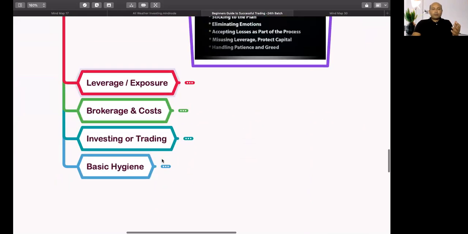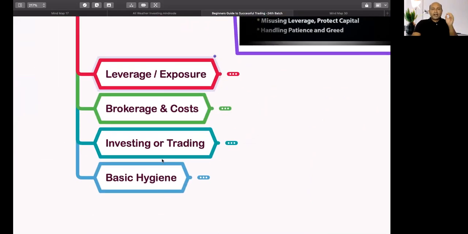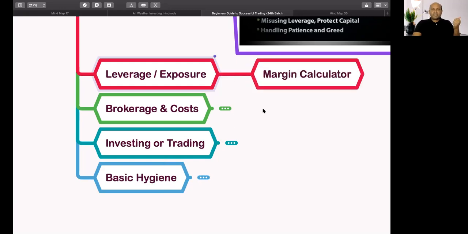So today we are going to look at the other things that we need to understand before we take that first trade. The first thing you need to understand is the leverage or margin money or exposure. Okay, margin money or leverage or exposure.